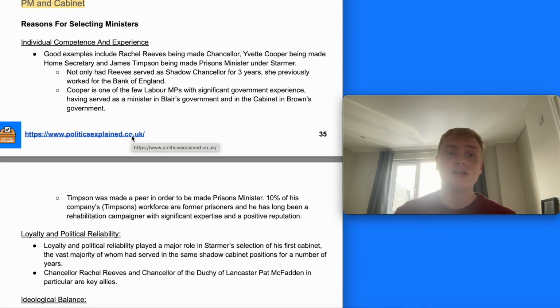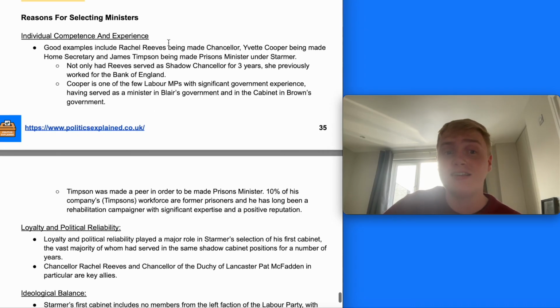Onto the PM and the Cabinet now. First, looking at reasons for selecting ministers. The first key one we see is individual competence and experience. You can see that in Rachel Reeves being made Chancellor. She's been Shadow Chancellor for 3 years and previously worked for the Bank of England.